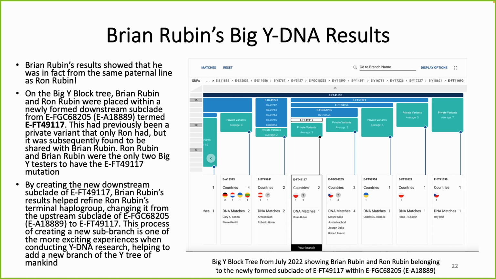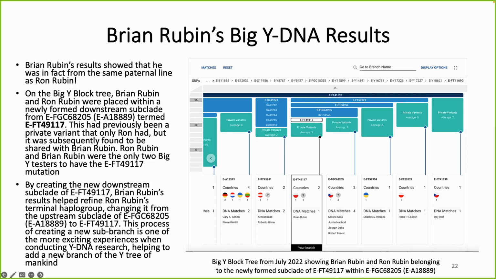So how do we see this? I talked about earlier about the big Y block tree with the different branches. And before Brian Rubin tested, Ron was tested in this group called EFGC 68205. That's another name for EA18889. But when Brian tested, a whole new branch of the tree formed. That was a sub-branch, or what we call a subclade, of that group, called EFT49117.